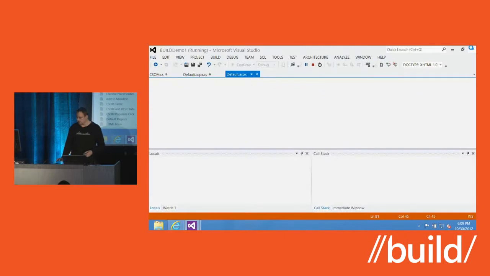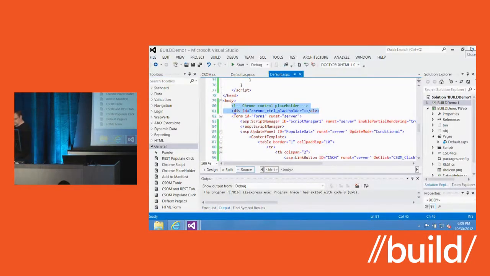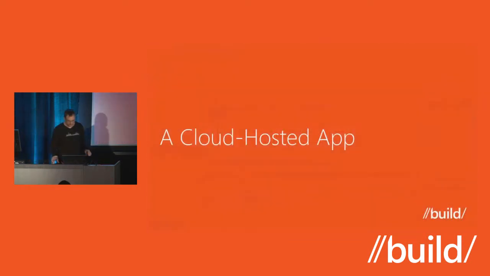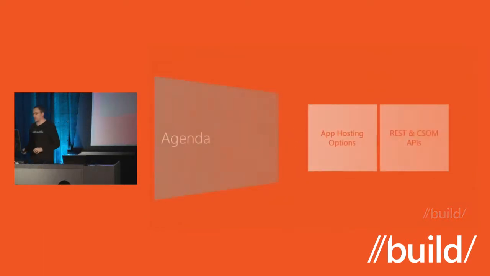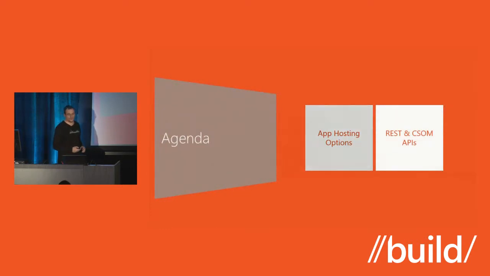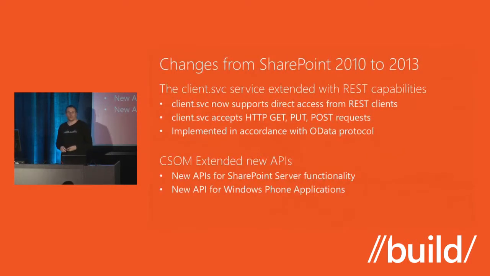So let's go ahead and jump back to the deck. And now that we've seen a little bit what a cloud-hosted app is like, let's talk a little bit about the REST and CSOM components. So there've been some changes from 2010 to 2013. The client.svc service, and actually there were some other services added as well, have extended the REST capabilities. In 2010, you pretty much just had the ability to make REST calls to a list.